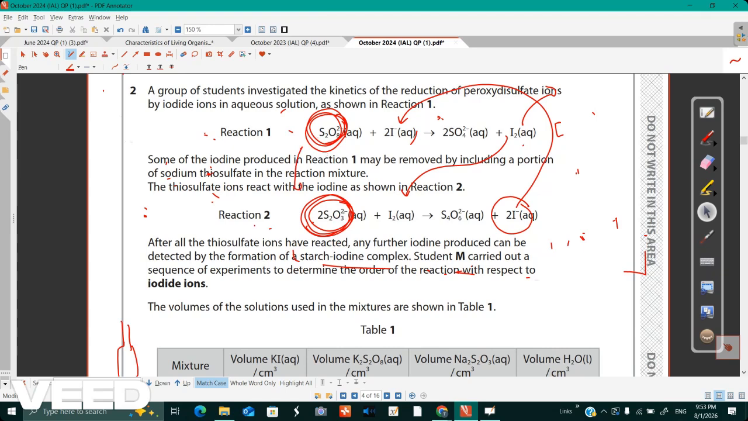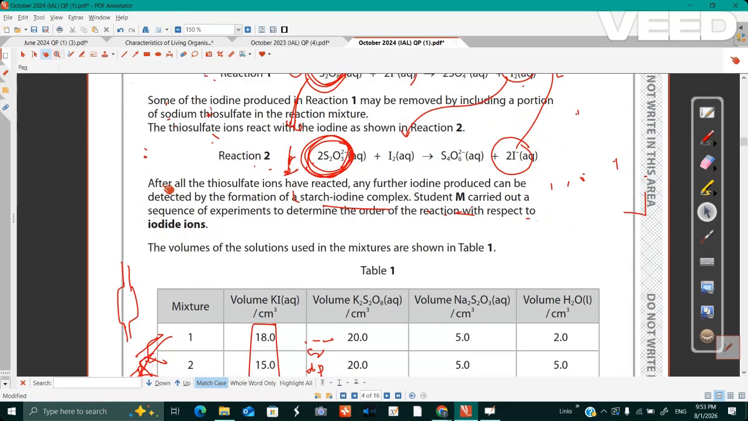So all the I2 that has been converted by S2O3 will become I minus, and that I minus is not getting converted back into I2. Why? Before running out of S2O3 2-, S2O8 2- has come to an end because you have a larger number of S2O3. So this will not come to an end, this will come to an end. I'm talking about the number of moles, right? So you will not be able to see an observation.